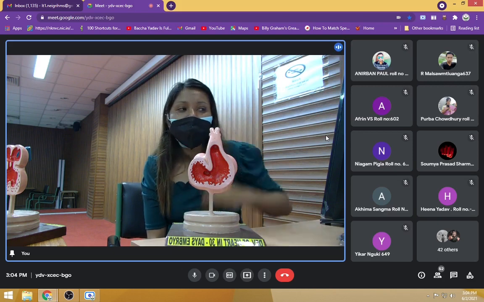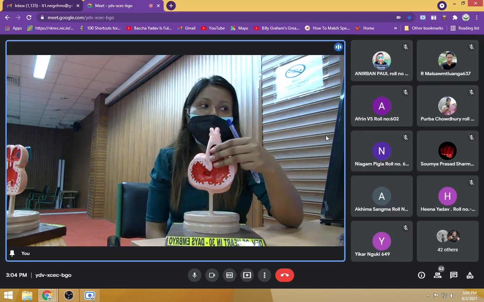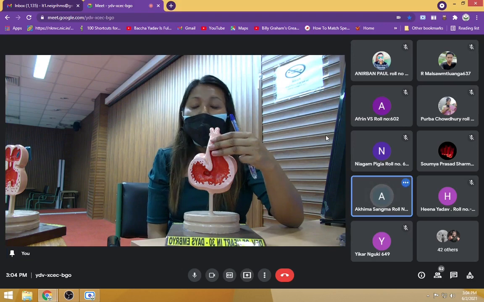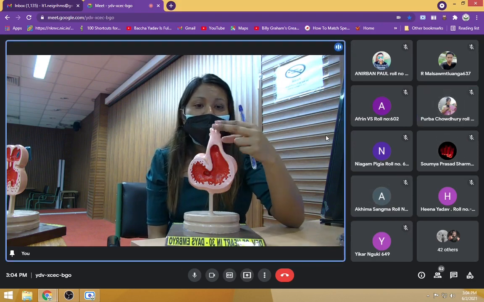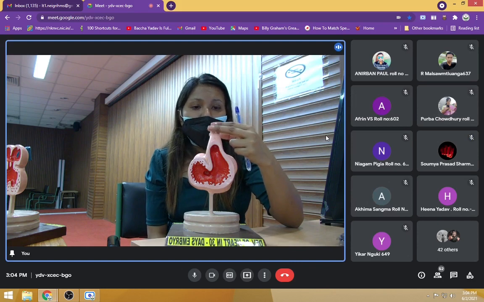Can anybody tell me, what is this part called? This part is bulbous cordis. Yes, bulbous cordis. Now bulbous cordis is divided into three parts: upper part, middle part, and lower part.